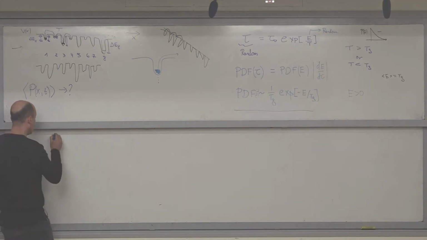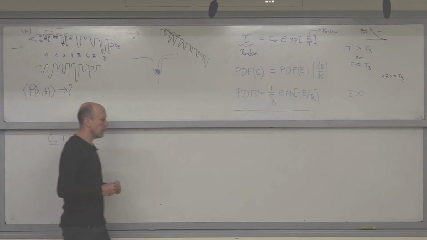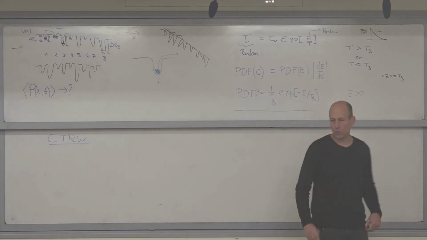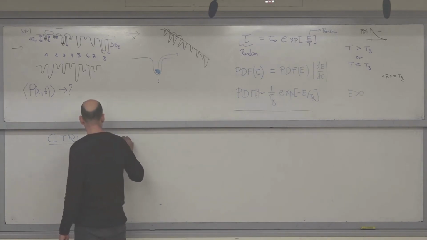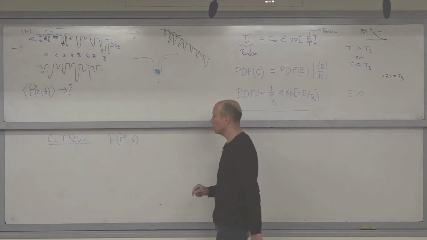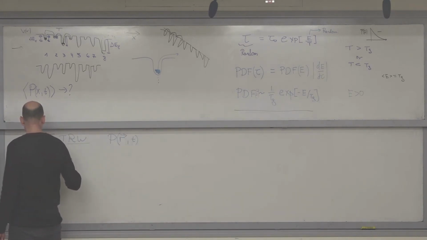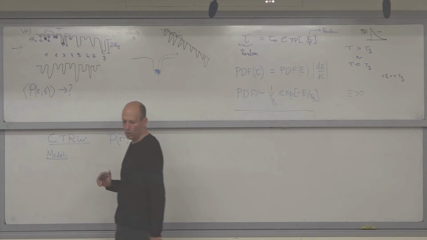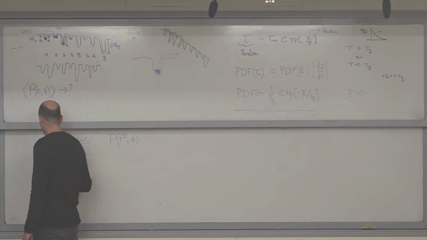So we are now going to define the mathematical model called the continuous time random walk. The main equation here is going to be an equation called the Montroll-Weiss equation. And we want to know what is the propagator, the probability to be at r at time t for this type of random walk. For that, we first need to describe the model. So in this model, we have two descriptions. One of them is the PDF of jump lengths.